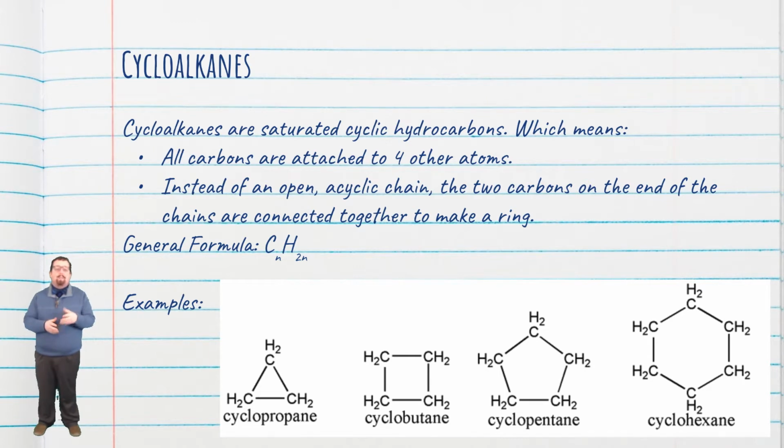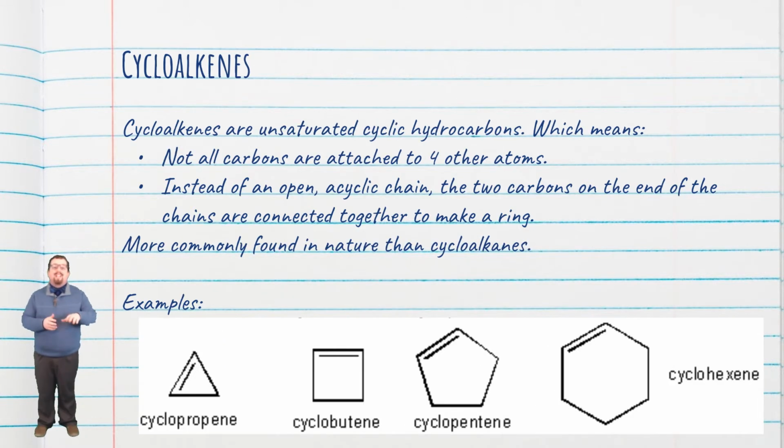Some examples of the basic cycloalkanes are cyclopropane, cyclobutane, and the two much more common cyclopentane and cyclohexane. Notice how the name of each of those is just the name of a normal straight chain alkane, but with cyclo in front of it.